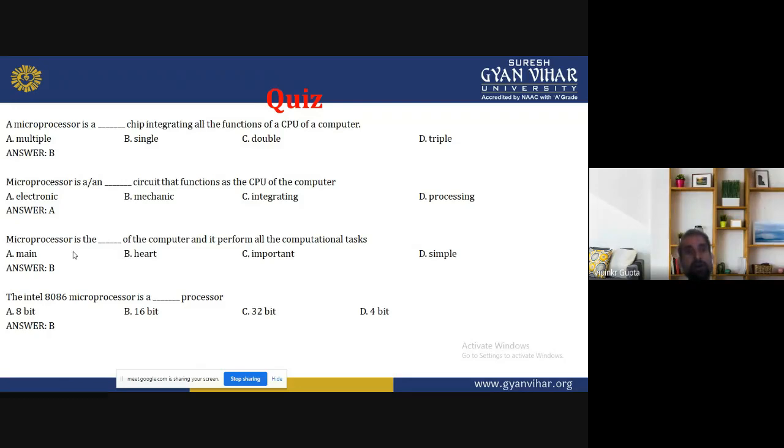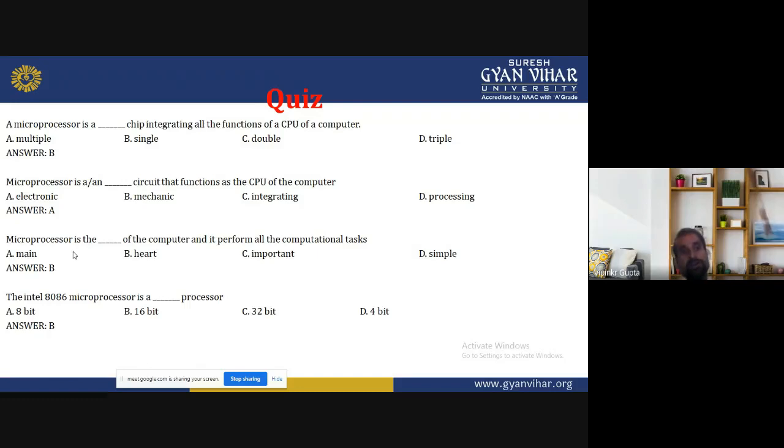Microprocessor is the dash of the computer and it performs all the computational tasks. Suppose, can we design a computer without a microprocessor? No. Can any human being live without a heart? No. So it is the main heart of the computer, as I mentioned in our lecture also. So the correct answer is heart.